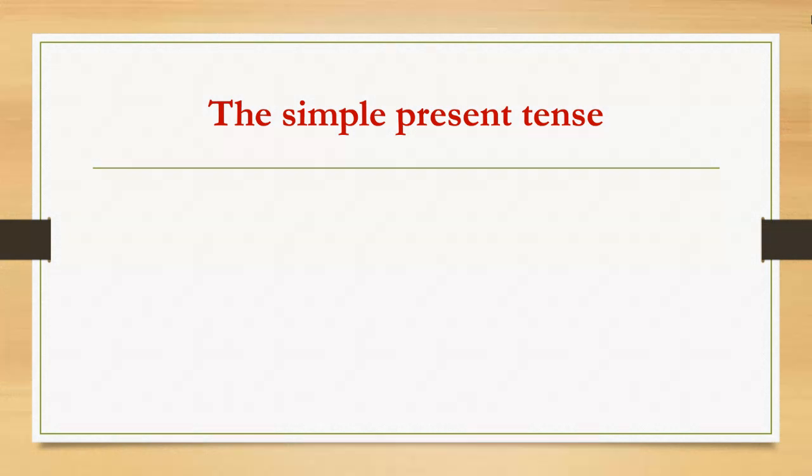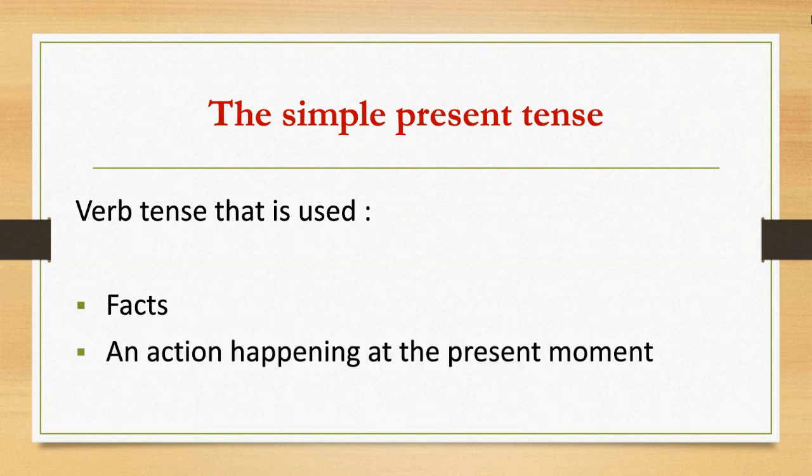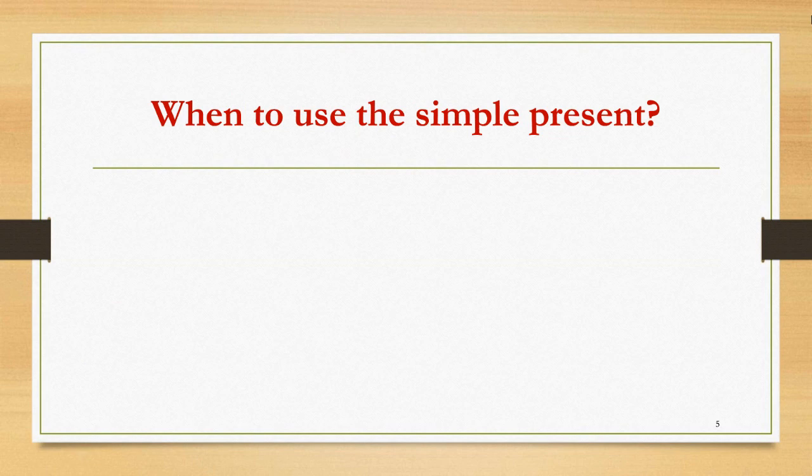Let's start our today's lesson, which is about the simple present tense. The simple present tense is a tense that is used when we talk about facts, actions happening at the present moment, or actions happening regularly or repeatedly. We will give some examples about when to use the present simple.